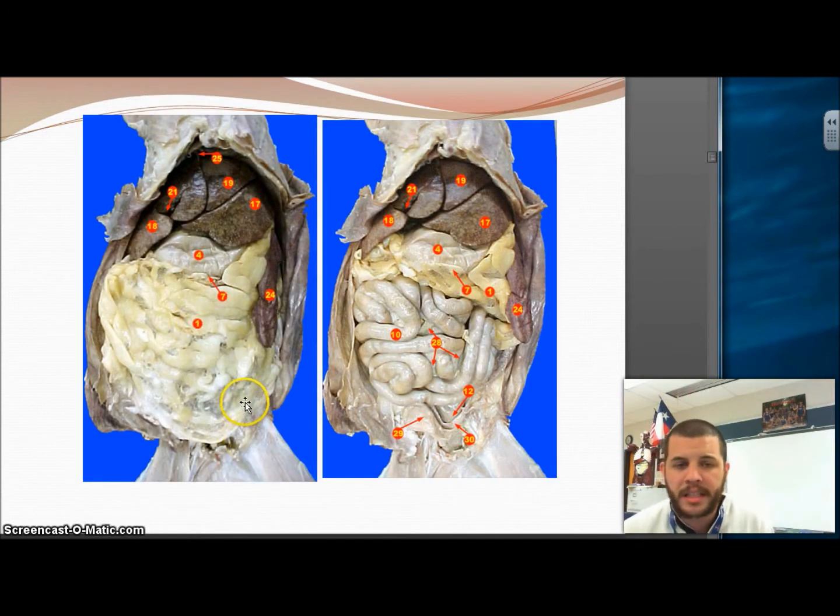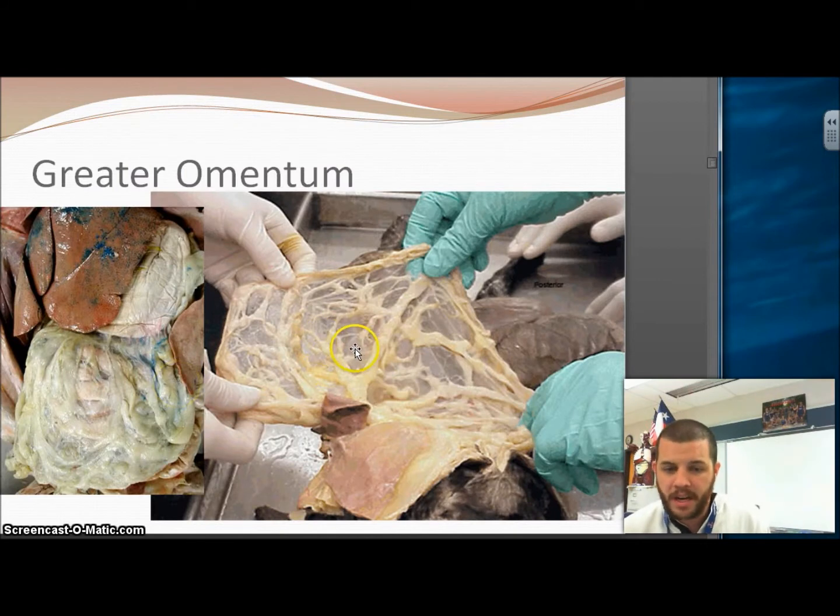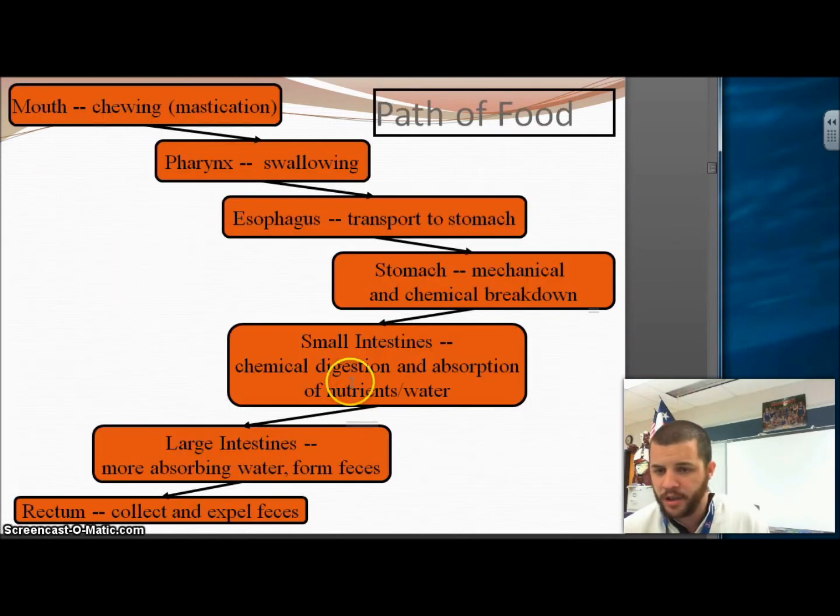And we're really going to see, when we do the cat dissection, we're really going to be able to see the omentums very, very well. Okay, they're very, very pronounced in the cat dissection. So here goes the greater omentum here. You can see how large it is. It's incredibly large. Very interesting.